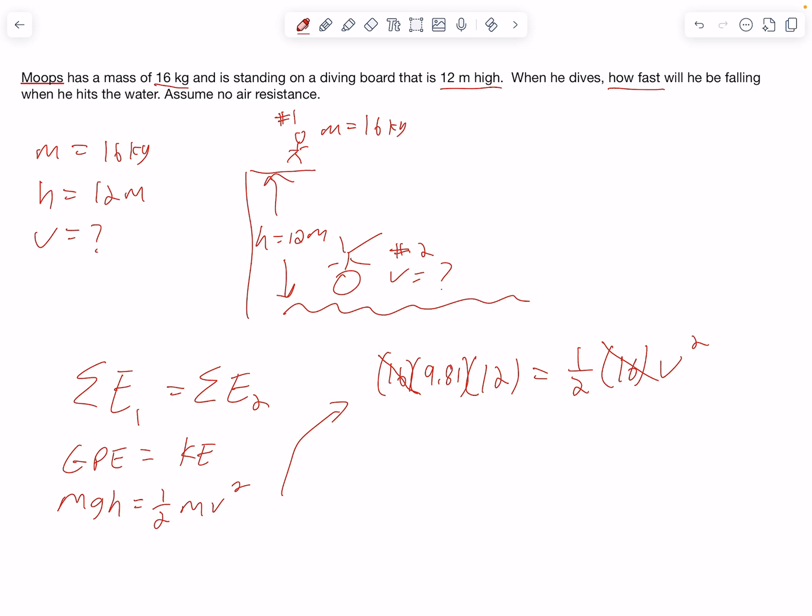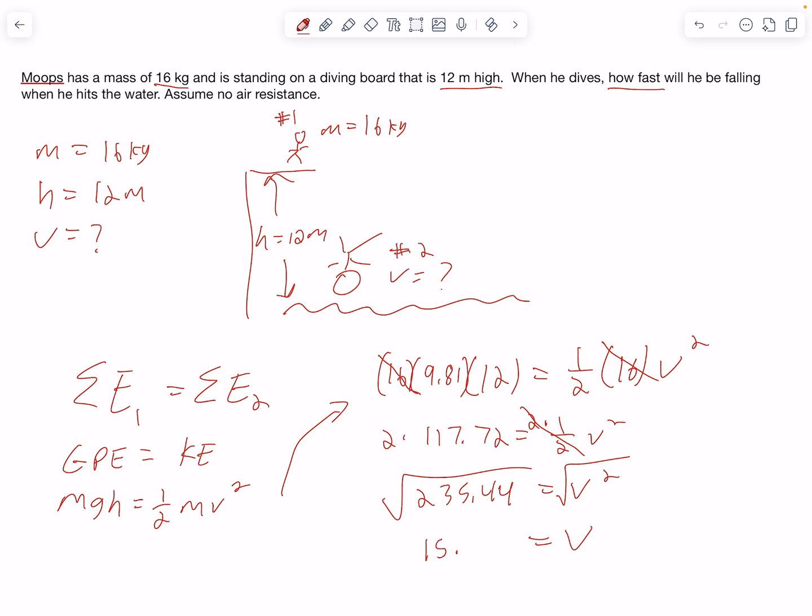Now on the left side, I'm going to multiply gravity times the height, and I would get 117.72 equals 1/2 v squared. To get rid of the half, I'm going to multiply both sides by 2. And I would get 235.44 equals v squared. Now I'm going to take the square root to get v by itself. And when I take the square root of the answer, I get 15.34 meters per second.